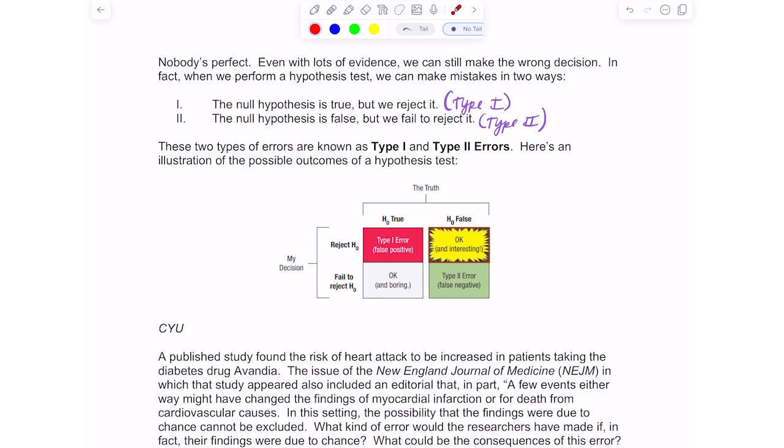So you can think of different consequences of making a type 1 and type 2 error. If you think of it in terms of the American court system, a type 1 error would be sentencing a person that's not guilty to jail. So you can imagine that's not a good thing. And then a type 2 error is taking someone that is guilty and letting them go free, which also has consequences.